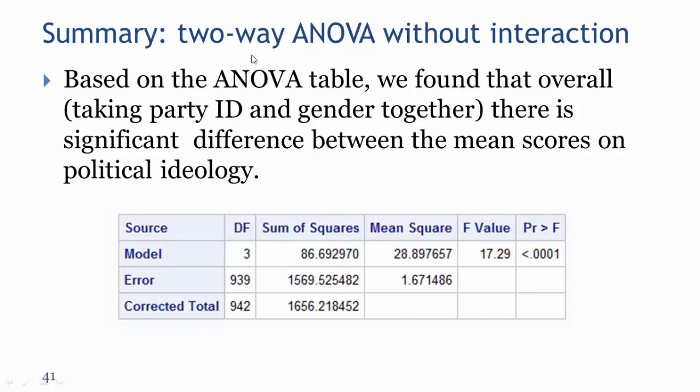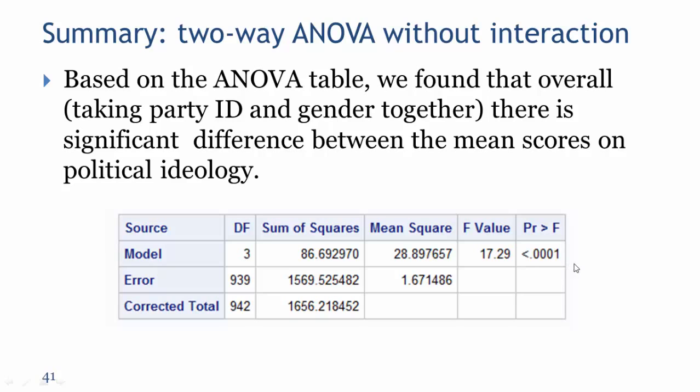This is a two-way ANOVA without interaction. From the ANOVA table, we find that taking the two predictors together, that is the party ID and the gender together, there is a significant difference between the mean scores on political ideology. This large test statistic value and a very small p-value suggest that we have reason to believe that the null hypothesis is not true.